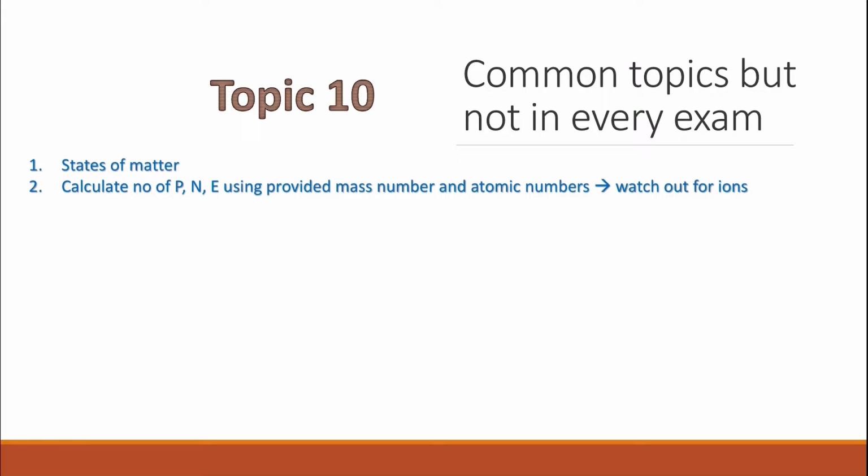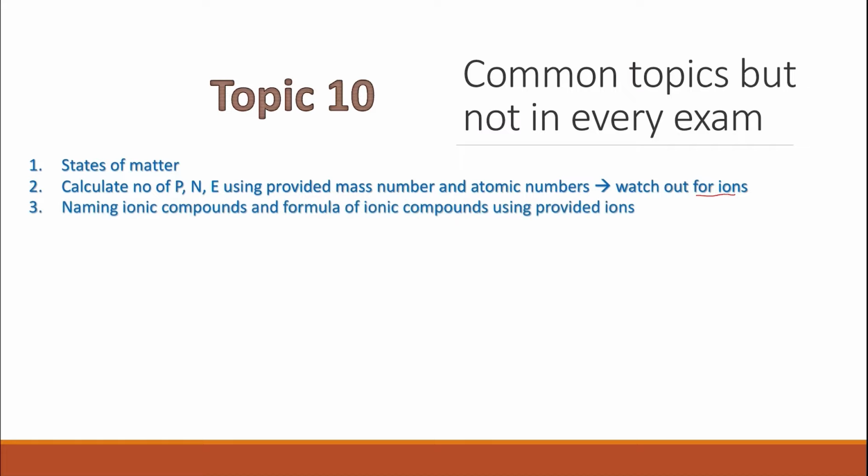Calculating the number of protons, neutrons, and electrons using the provided mass number and atomic number. As well, one of the topics that comes in the exam, usually at the top of the exam. Sometimes they give you a table with atomic and mass number and ask you to calculate the number of protons, neutrons, and electrons. Please watch out for ions. If they provide you with ions rather than with an element, you need to account for the charge of the ion, whether it's a positive ion or a negative ion, when you calculate the number of electrons.